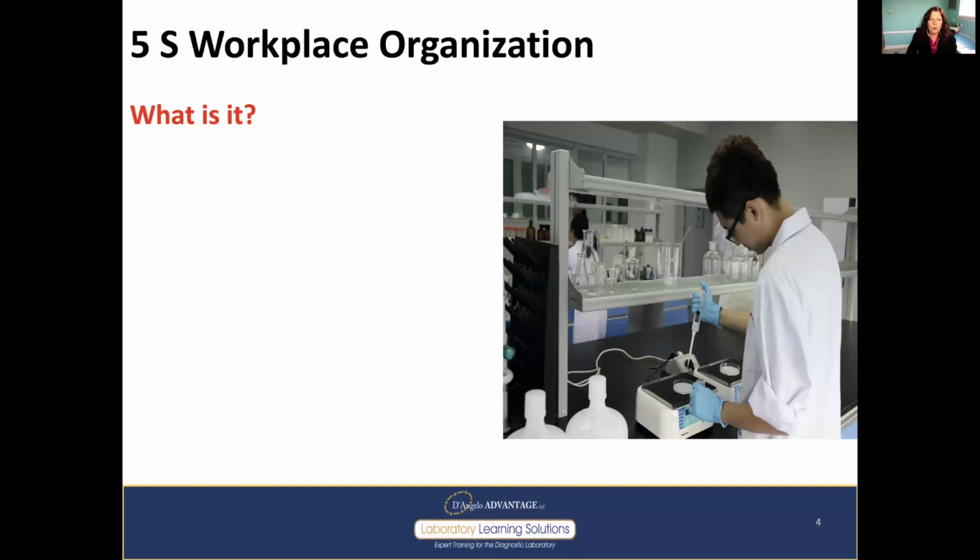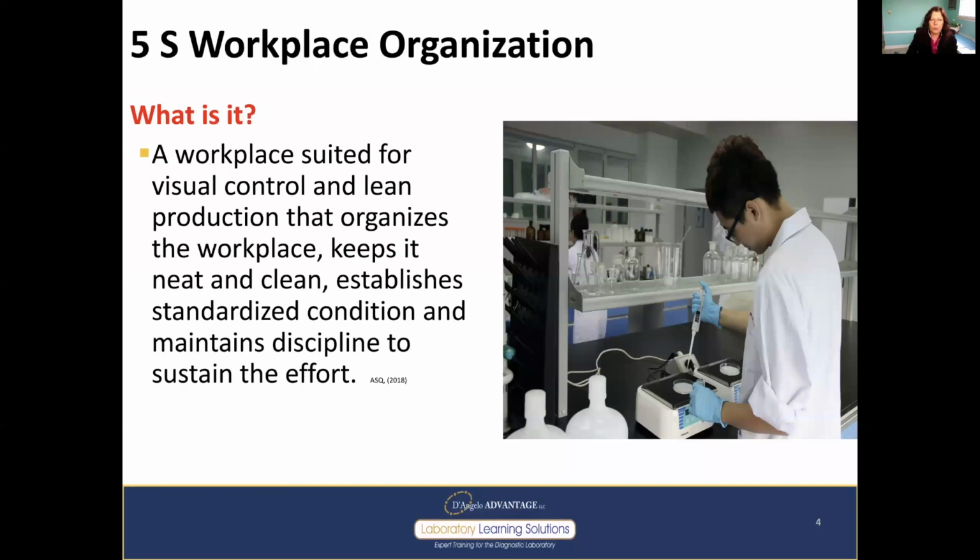So the workplace organization, what is it? This is a workplace suited for visual control. So we want to organize it, we want to keep it clean and neat and orderly, and then we want to standardize it. And that's what's important about this whole effort, is to standardize it. This is the way we do things now around here, and we all do it the same way.